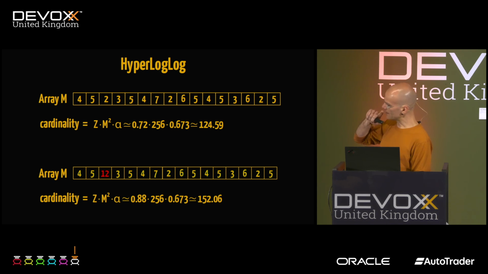But let's see another example. I highlighted in red a number. If you see, in the first example, the number at that index is 2, while in the second one it is 12. So it's a lot of difference.